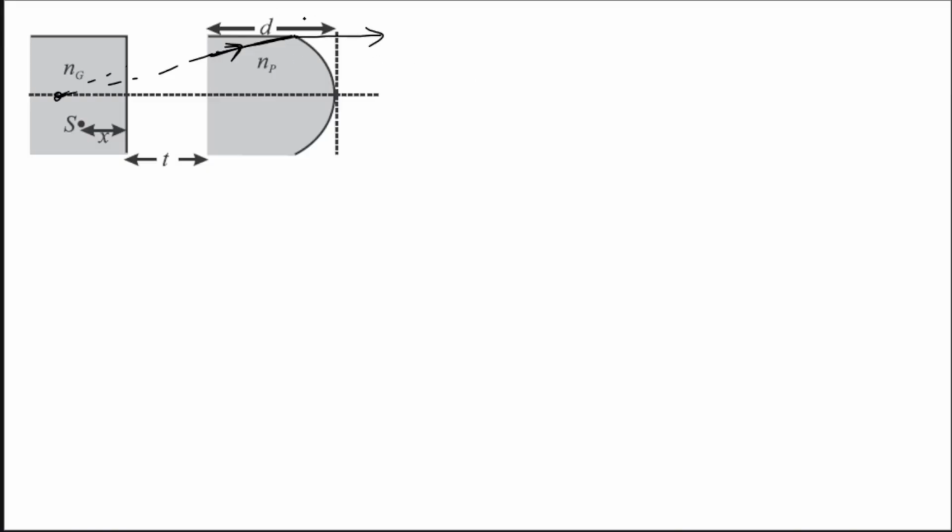Okay, so if you write the same equation for this surface, that is what? n2 by v minus n1 by u is equal to n2 minus n1 by R.